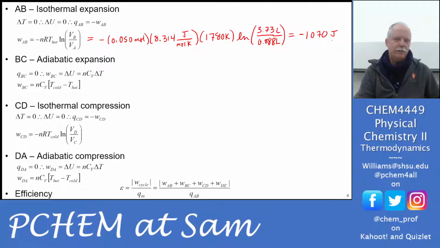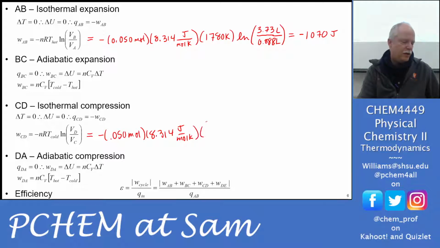Okay, then what else? Do we do the next one, the adiabatic expansion, or do you want to do the compression next? Since we are doing the same equation, let's do the compression next. So we have minus 0.050 moles, 8.314 joules per mole Kelvin. Here's the cold temperature now, 1350. So this has a minus sign in front of it, but the compression should have a positive sign. Where's that minus sign go?